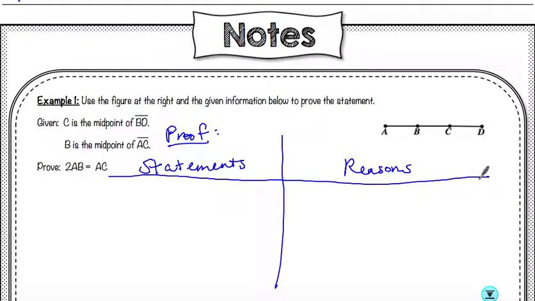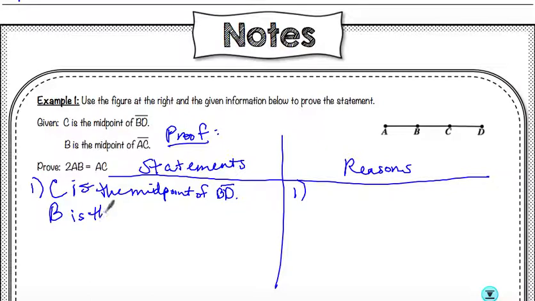So the purpose of our lesson today is not to be able to prove statements like these. The purpose is actually so we can learn some of this vocabulary and understand how it's used. The first thing we're going to do is write down what's given. C is the midpoint of BD. Okay, and B is the midpoint of AC. Okay, and this information was given to us.